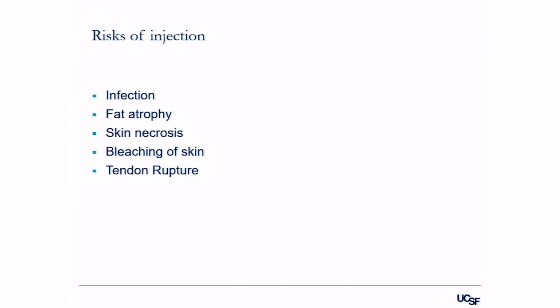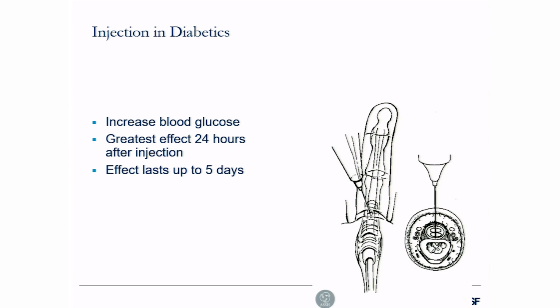Risks of injection, as we mentioned before, we went over these. And then injections in diabetics, as I mentioned. The blood glucose increases greatest in the first 24 hours, but it can last up to 5 days.